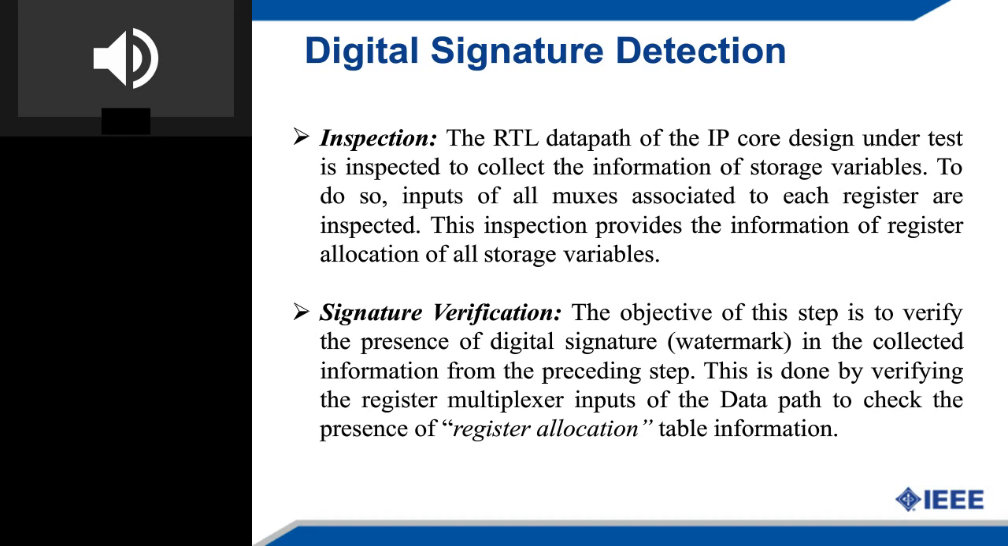But how do you collect the storage variables? The inputs of all the muxes associated with each register are inspected, and this inspection provides information on the register allocation of all the storage variables. So you have to look at the inputs of the multiplexers corresponding to each of the registers that are part of the RTL data path, which is the output of high-level synthesis. Then, in the signature verification process, the objective is to verify the presence of the digital signature in the collected information from the preceding step. This is done by verifying the register multiplexer inputs of the data path to check if they match the digital signature value.